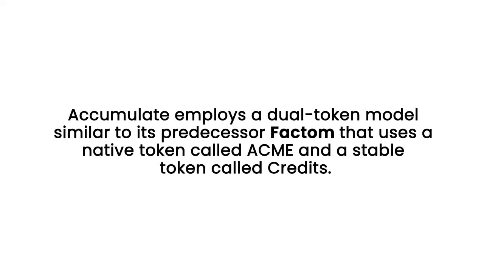Accumulate employs a dual token model similar to its predecessor Factom that uses a native token called Acme and a stable token called Credits. Once Accumulate migrates to proof of stake, anyone who holds Acme tokens will be allowed to participate in governance of the protocol, which includes activities like voting on grant proposals that ask for a token allocation from one of our grant pools. Anyone who stakes Acme will receive additional Acme as a reward for securing the network.